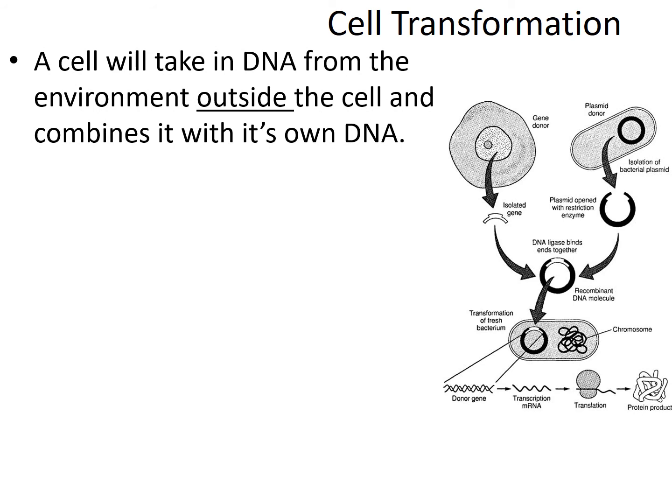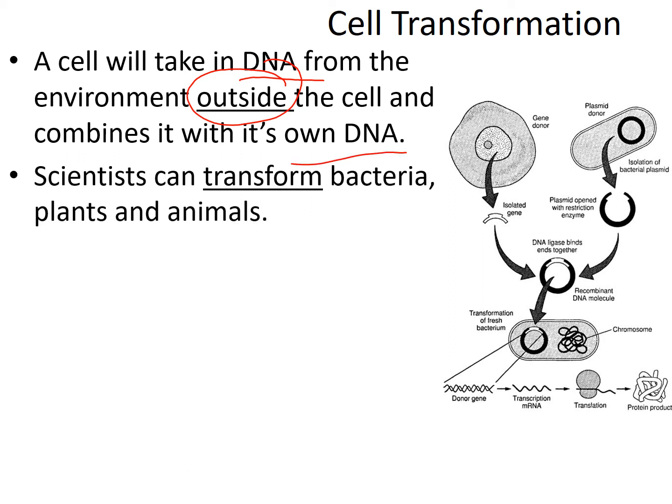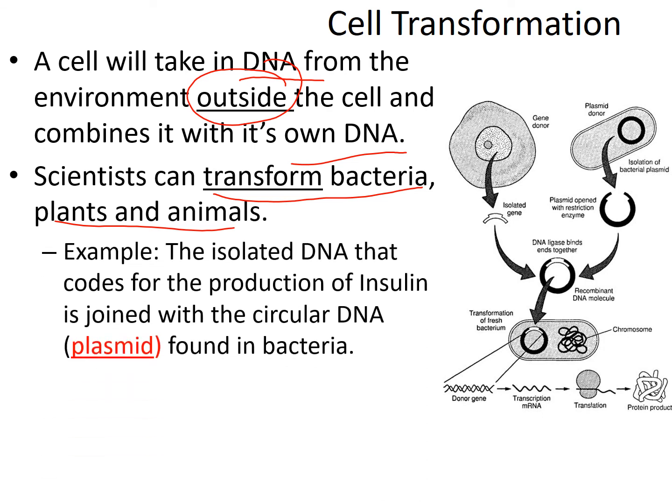So cell transformation. A cell will take DNA from the environment, from the outside of the cell, and combine it with its own DNA. So this is how scientists can transform bacteria, plants, and animals, because we can take their DNA, put it in ours, and make our DNA a little bit longer. Example, the isolated DNA that codes for production of insulin is joined with circular DNA plasmids found in bacteria.